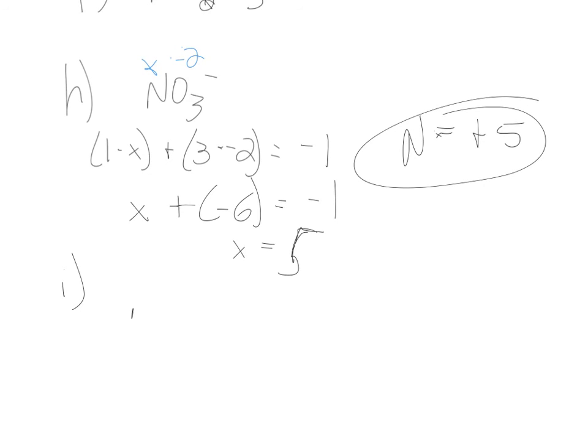Part I, the N2 molecule. Notice that nitrogen is not paired with anything else. And if it's not paired with anything else, that means the electrons are shared completely equally. And if the electrons are shared completely equally, then there's no charge, even partial charges or apparent charges. So the charge in part I, or oxidation state for part I, is 0. As with all diatomic elements, the oxidation state is 0.